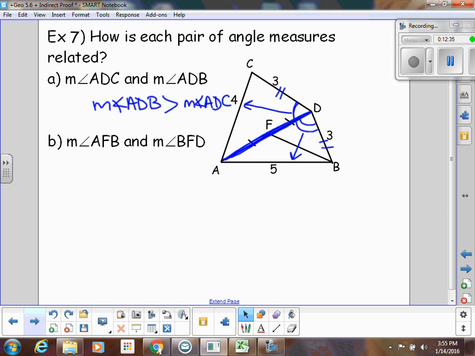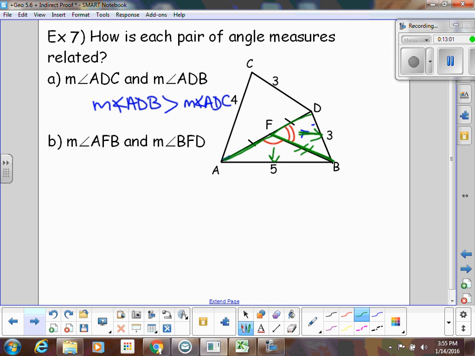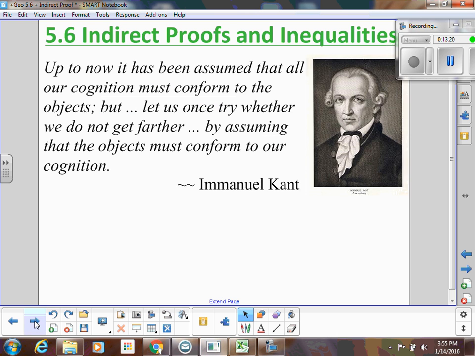And then if I look at AFB, so let me erase these. AFB is this angle right here, AFB, versus BFD. Okay, so once again, I have two sides marked congruent, and then this one in the middle, they share. So now I'm looking across here and here. So the double arc is across from the 3, and the single arc is across from the 5. So the single arc is actually bigger, AFB. So the measure of angle AFB is greater than the measure of angle BFD. And again, that's by our converse of the Hinge theorem.